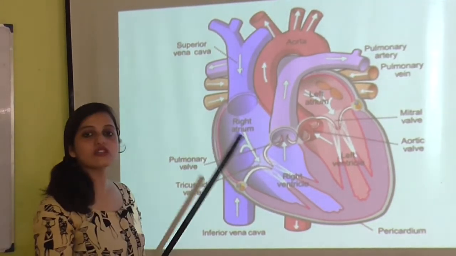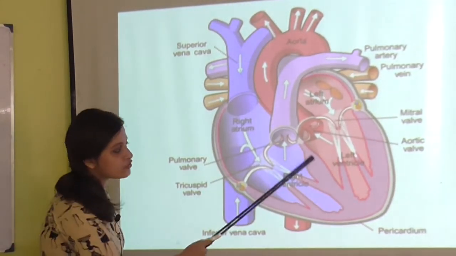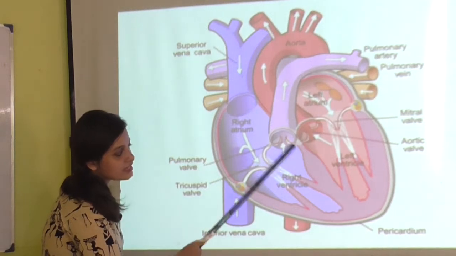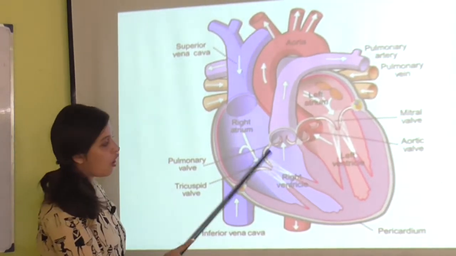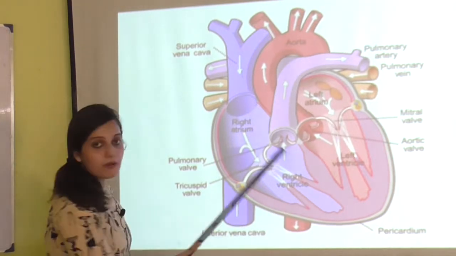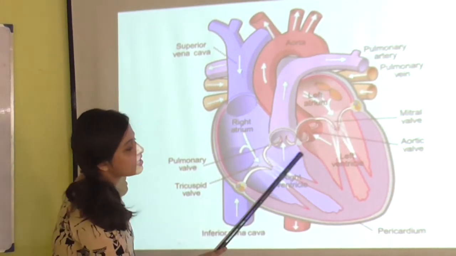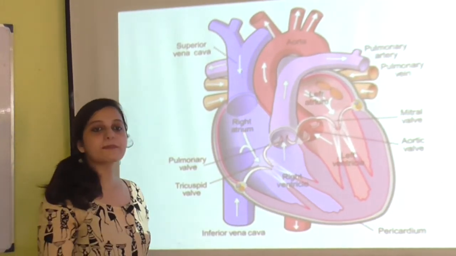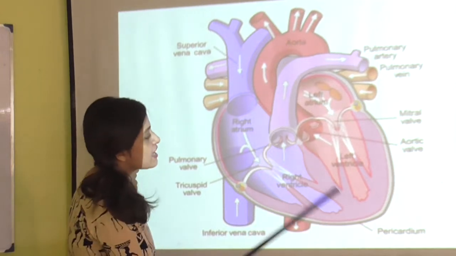Another thing which is not labeled here: can you see this pink part? This is the separation of the left and the right part of your heart. This separation is known as the septum, S-E-P-T-U-M.